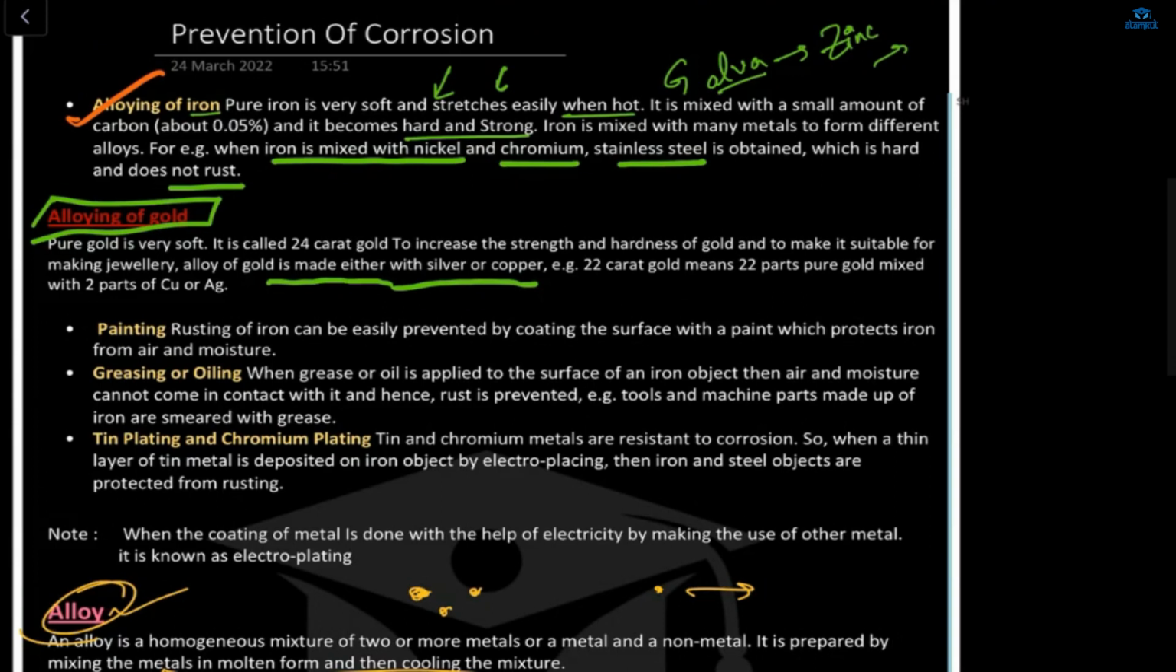Third is alloying of iron. Iron is very soft and it stretches when we heat it. But if we mix iron with carbon, what will happen? It becomes very hard and very strong. For example, iron को mix करते हैं with nickel or chromium to make it very hard and which will not rust, on mixing iron with several different metals.